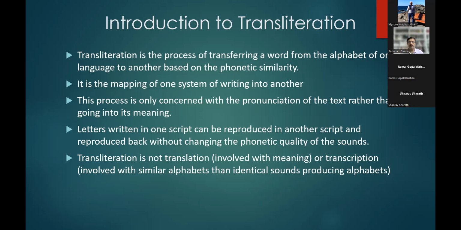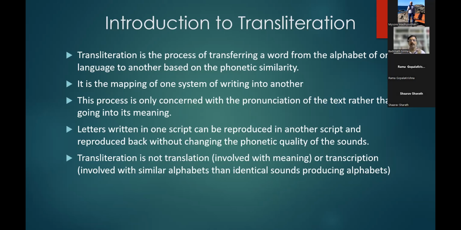Whereas the second word that comes into the picture is transcription. Transcription is basically trying to transfer one language into another alphabet system, where the focus is not on the sound, but on a similar alphabet. If you have ja in Sanskrita, you may find a ga in English. So they may match, they may not match. They may not match in terms of phonetic similarity, but they may match in terms of other purposes.